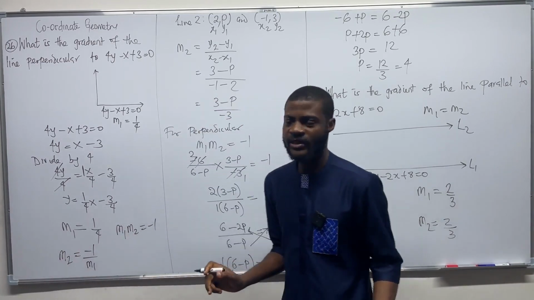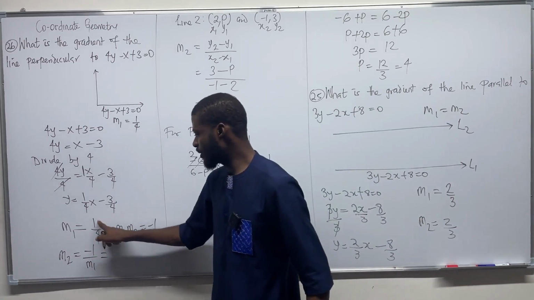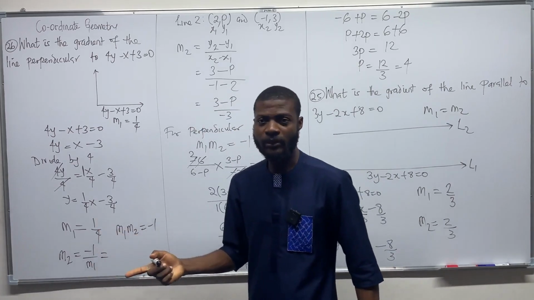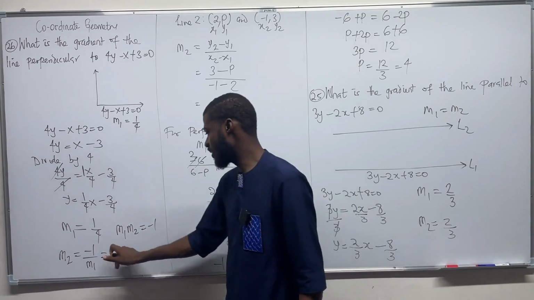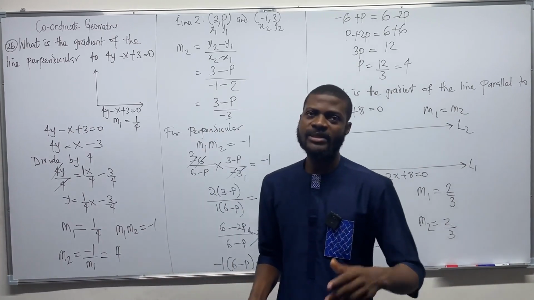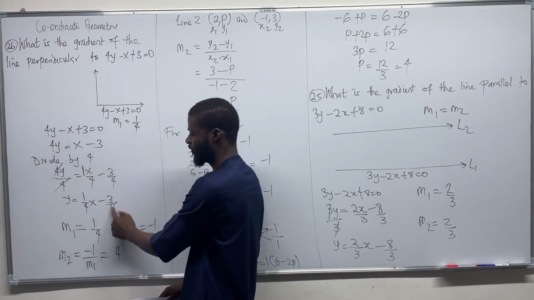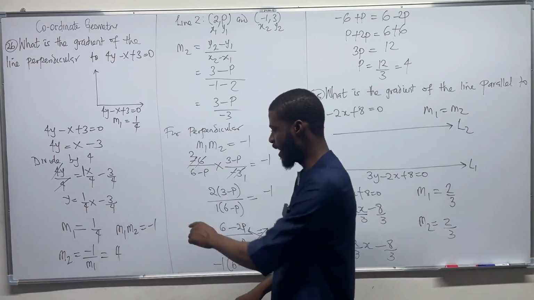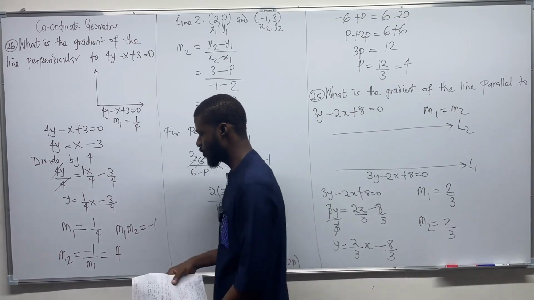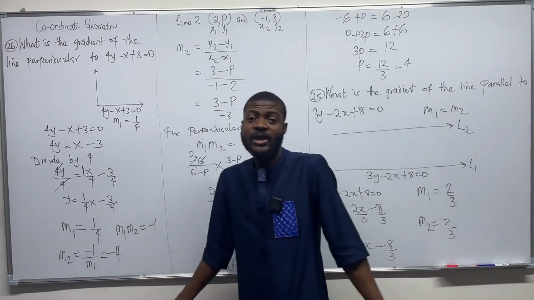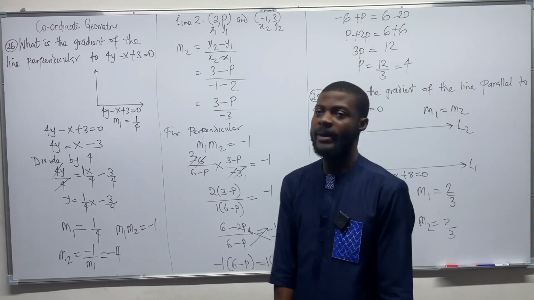First of all, let us think about this. If something is 1 over 4, what is its reciprocal? That's 4 over 1, so basically 4. Reciprocal means flip the fraction. If you have 1 over 4 and you flip it, that becomes 4 over 1. But remember there's a minus, so you put in the minus. That's your M2. So M2 is equal to minus 4.